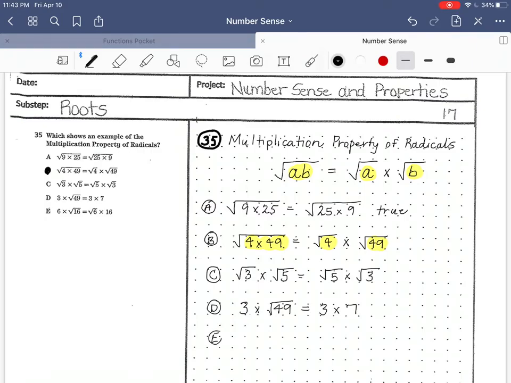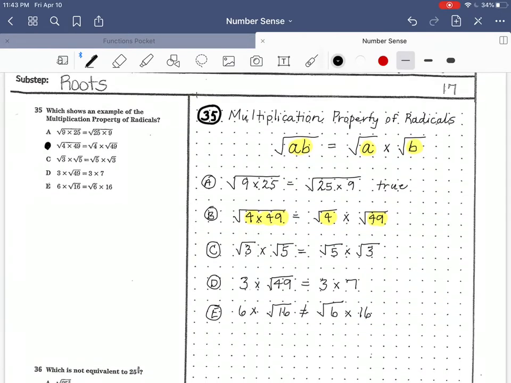And E, we have the square root, no, sorry, it's very late and I'm just making up stuff. 6 times the square root of 16 equals the square root of 6 times 16. This is not true. You can't just move the radical sign and hope for the best. So this is not equal. But the others are equal. They just don't illustrate the property that we're looking for.